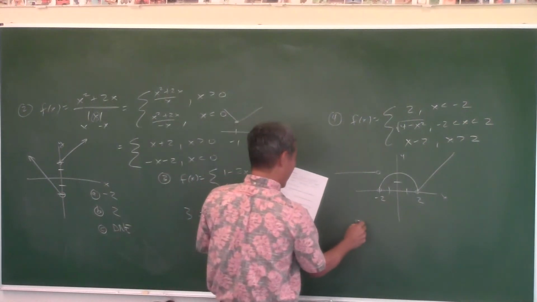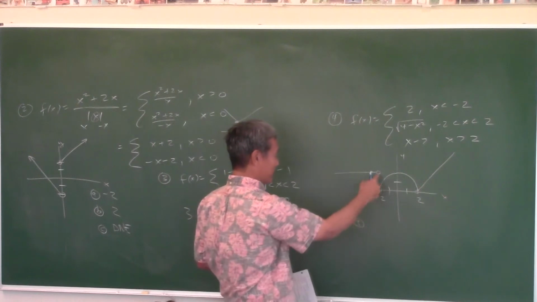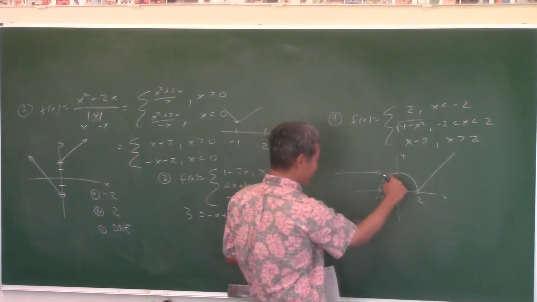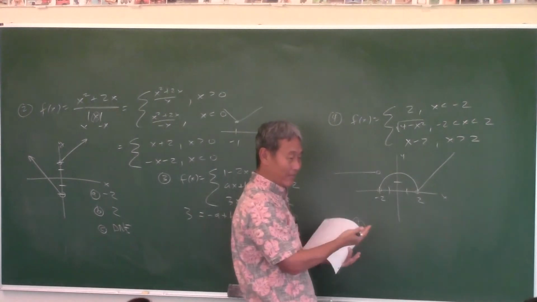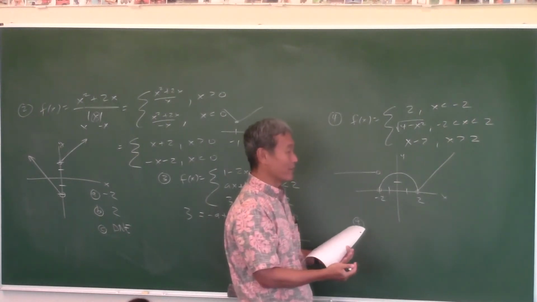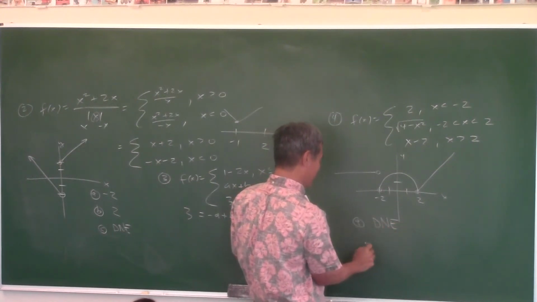That's shameless. A. What is the limit as x approaches -2? Now here's -2. Coming from the left and coming from the right, is it going toward the same point? No. So the left-hand limit and the right-hand limit are different, so therefore the limit does not exist.